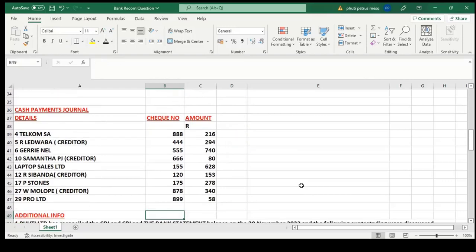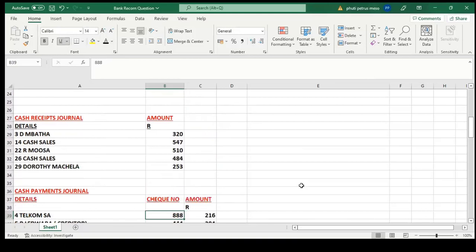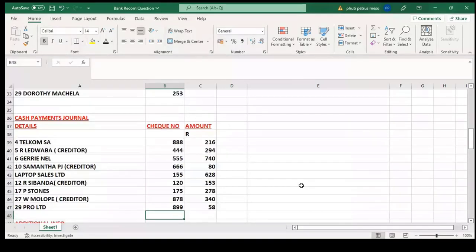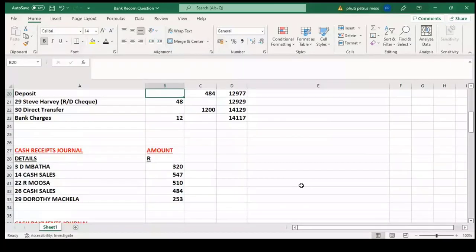Do we have 278? Let's have a look, we've got 278 here. 340, we do have 340. 228, we do have it. Right, and then do we have 48? Let's go and check 48. We don't have 48, right? No, we don't. Okay, do you have 12? No, we don't have 12.